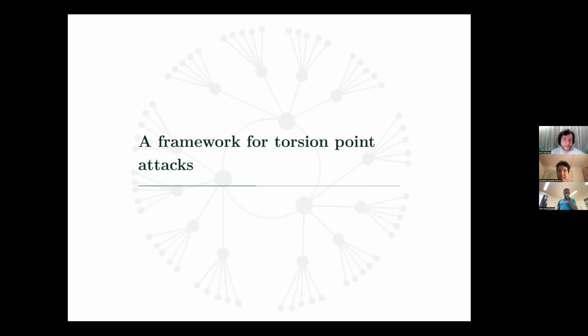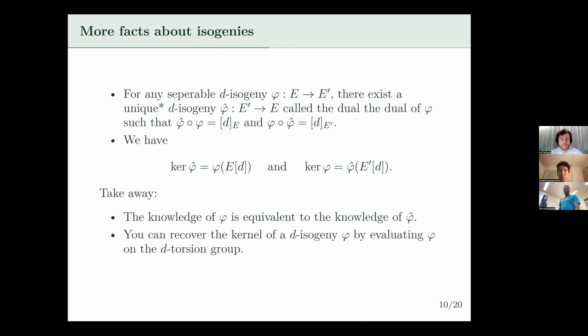So now let's move to the framework for torsion points attacks. Or I should have said the framework for passive torsion points attacks, because what we have just seen is still a torsion point attack, but it is an active torsion point attack. Now we move to passive torsion points attacks before coming back to active attacks later, because the active attack that we present later needs the classical passive torsion points attack first.